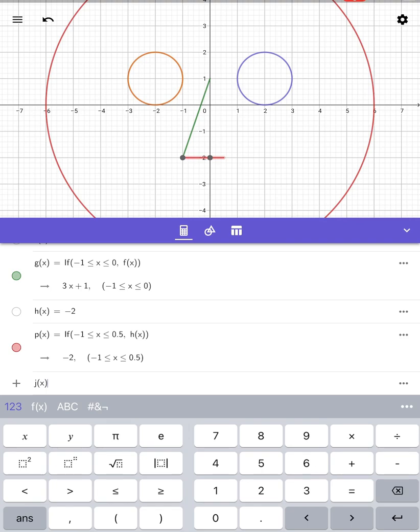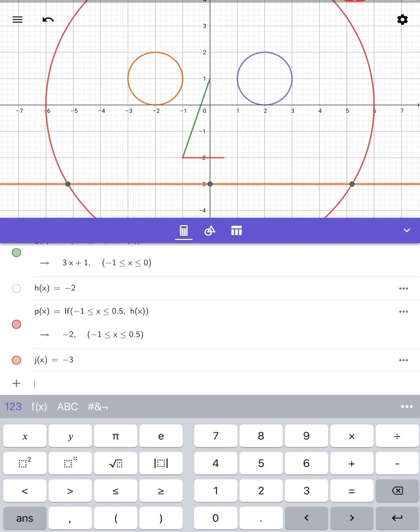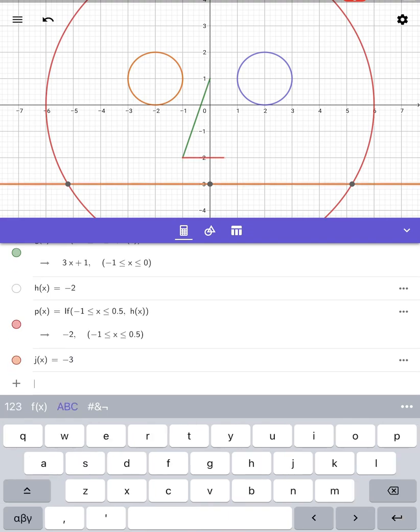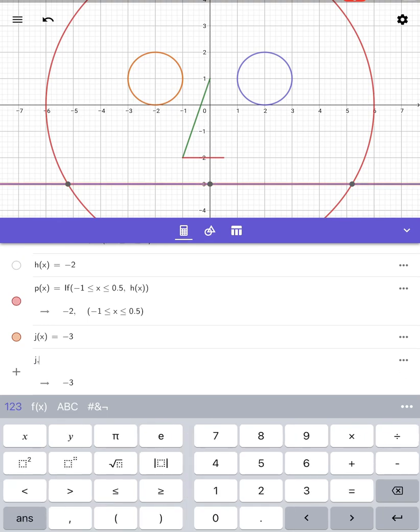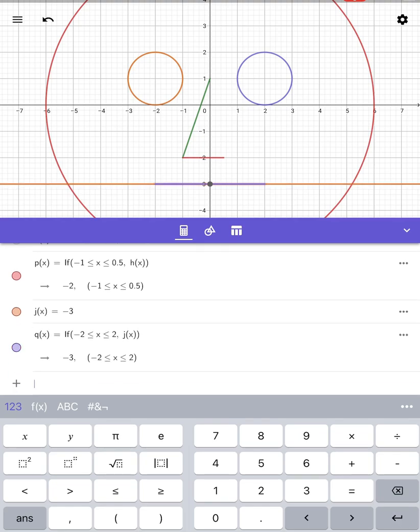So for the mouth, it was at -3. And my mouth was a little bit longer. It's from -2 to 2. So for the J function, let's constrain it in between -2 and 2. So that becomes the mouth.